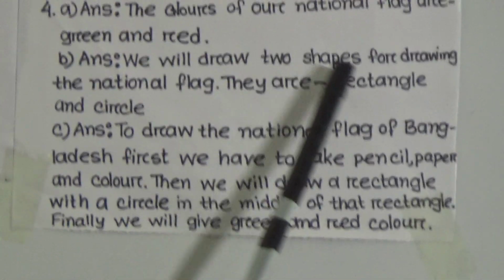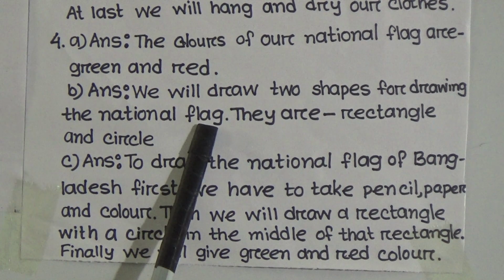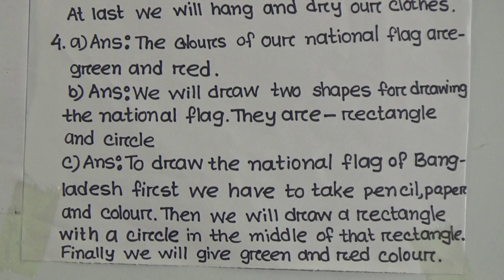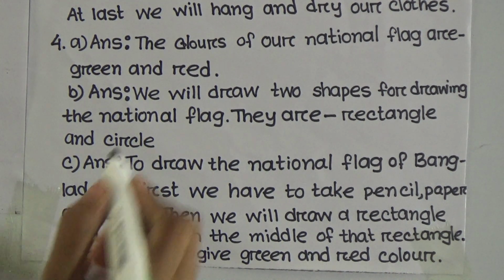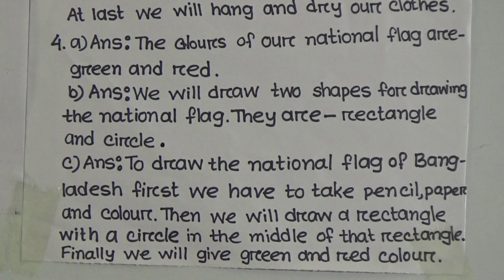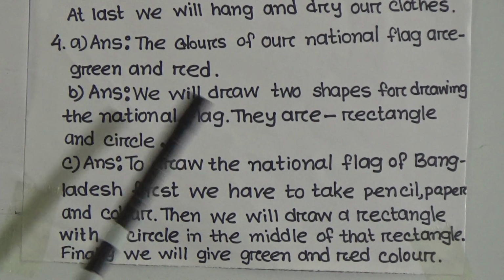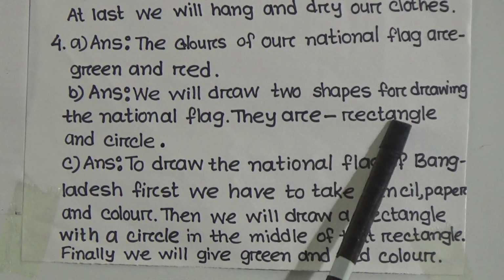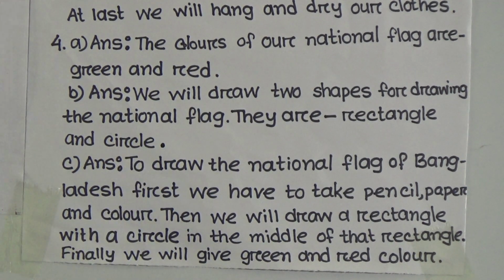So for this question, we can write the answer like this. We will draw 2 shapes for drawing the national flag. They are rectangle and circle. Here we have to use full stop at the end of the sentence. So the answer will be, we will draw 2 shapes for drawing the national flag. They are rectangle and circle.